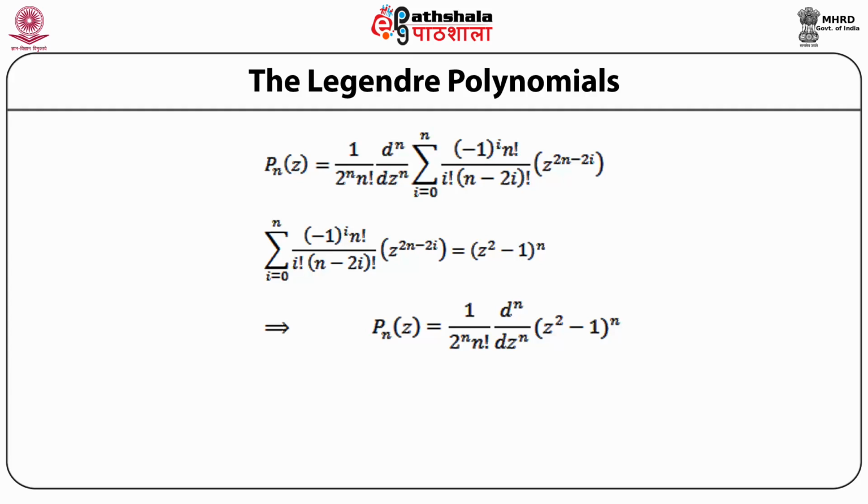Now, from the binomial theorem, we know that the summation over i going from 0 to n of (-1)^i n! z^(2n-2i) divided by i! (n-2i)! is equal to (z^2 minus 1)^n. Thus, we finally obtain Pn(z) equal to 1 by 2^n n! multiplied by the nth order derivative of (z^2 minus 1)^n with respect to z. This is the Rodrigues formula for the Legendre polynomials.